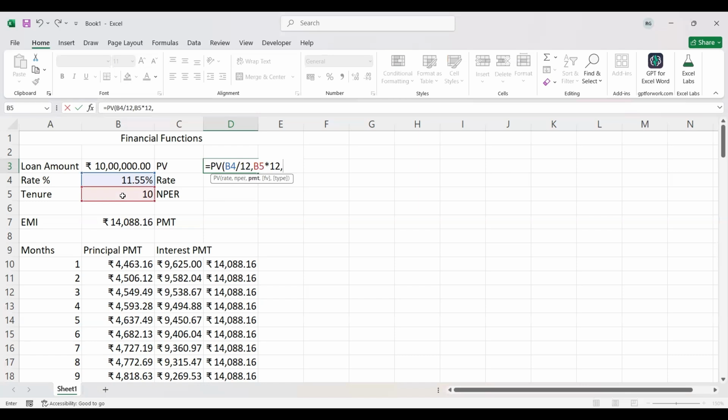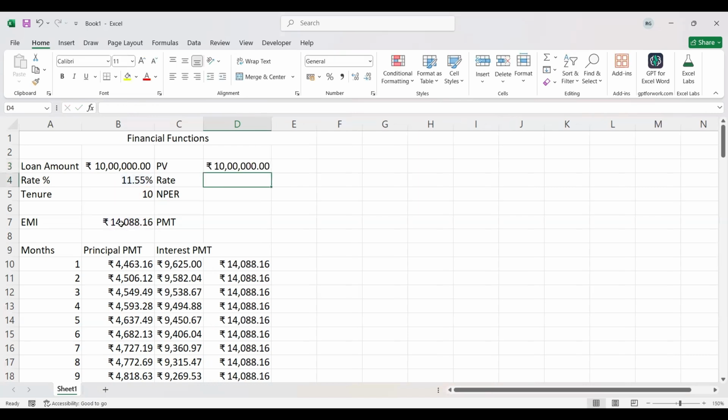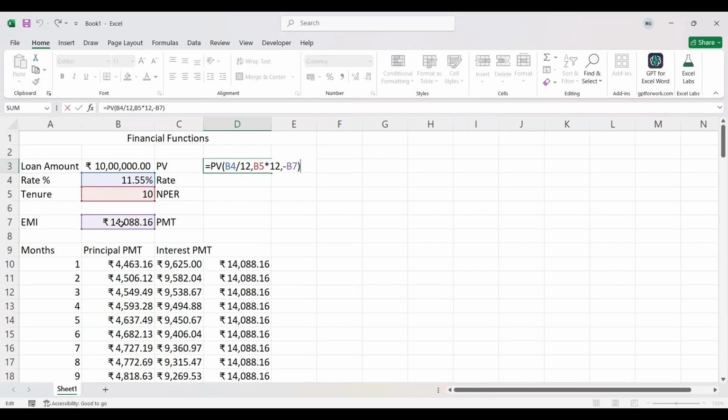Comma. Now this time I have to take PMT as a negative one. And again, FV and type are the same, so I don't have to take them. Simply close. And you can see we got 10 lakh, which is exactly the same amount. So I just use is equal to PV, which is for present value. And I just checked that my rate divided by 12, then tenure multiplied by 12, and then minus EMI.